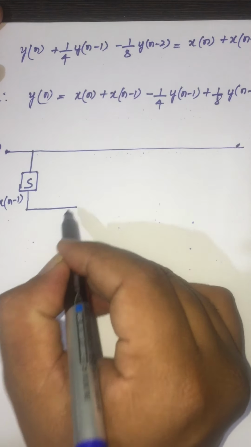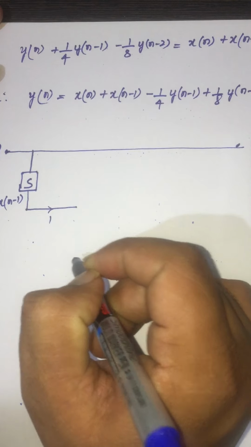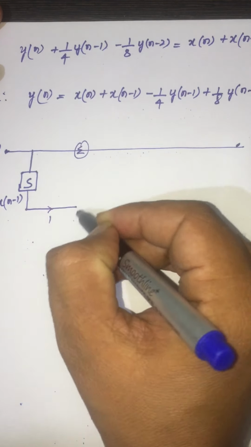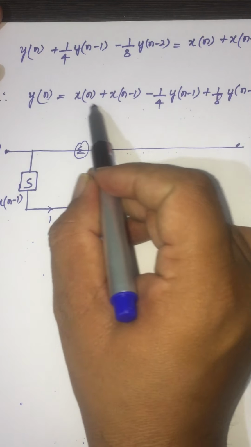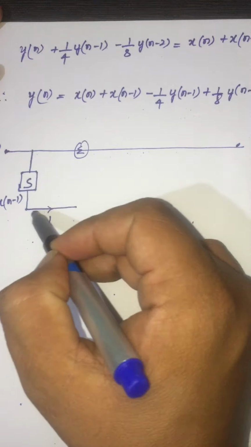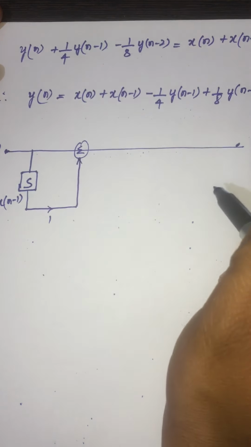Right? And what is the coefficient of x of n minus 1? It is 1 itself, therefore I have written it as 1. And this is added to the mainstream. There are no further inputs, only two x of n terms: one is direct x of n and another one is x of n minus 1. Therefore, I need to add it to the mainstream.